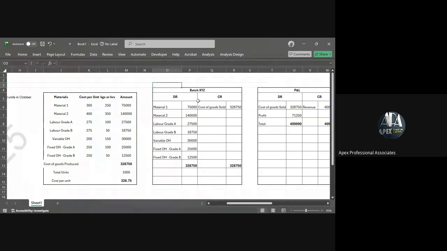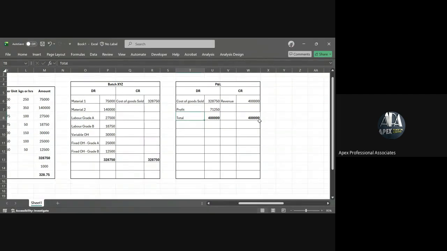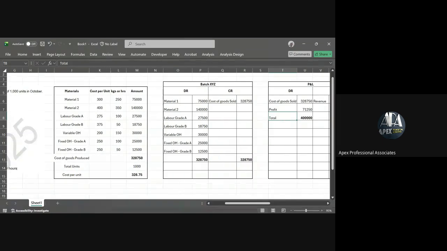Now, when you create it, all the materials that you are using will be debited into that particular account, because that is the account that is consuming the materials. And then you are crediting your cost of goods sold. Your P&L will receive your cost of goods sold as a debit. That is what we have here. And then you measure it against your revenue to get your profit. Is that clear, everybody? Yes, sir. All right. That's a fantastic one.